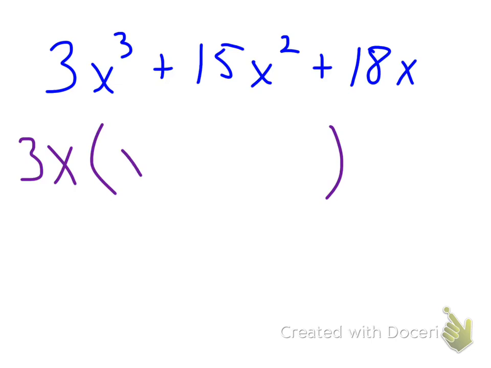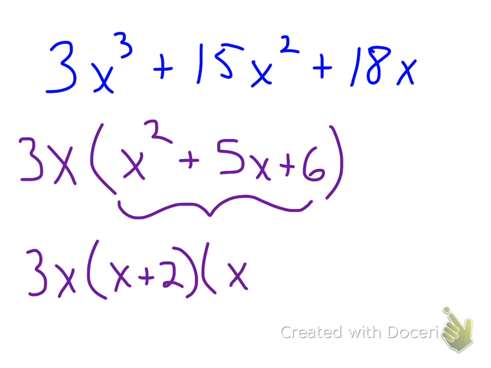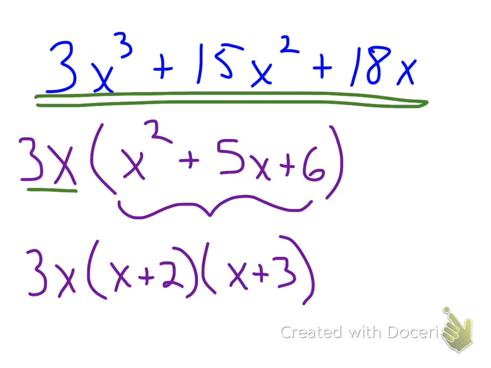And what I would have left then is x squared plus 5x plus 6, which is just like the last problem. And now I would go through and factor this the same way we did previously. So my final answer for this one would be 3x, and then in parentheses I would have an x plus 2, and another set of parentheses, an x plus 3. And that would be completely factored. So for this particular case, we cannot even factor it until we take out our greatest common factor of 3x.